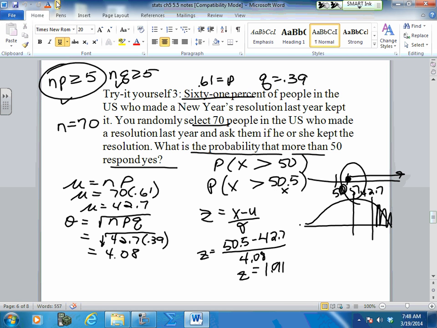Okay, you look that up. You find your area, 0.9719. Now if I look this up, could this possibly be 97% out here? You've got to subtract it from 1. Good. And what do you end up with? 0.0281. So there's about a 3% chance that if I randomly select 70 people, more than 50 of them will respond yes. There's about a 3% chance that more than 50 will say yes.